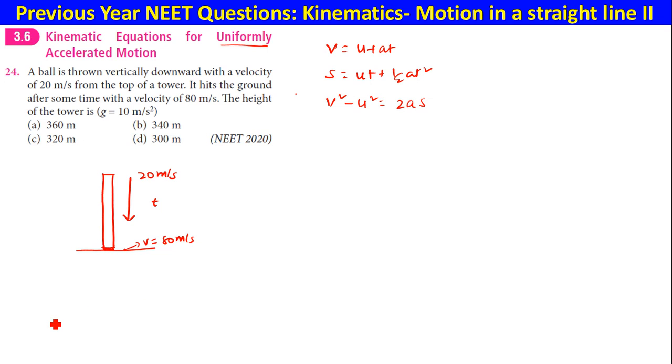So what information can we use here? This is a kind of motion under gravity problem. He has given acceleration due to gravity g is equal to 10 meter per second square, and this ball will be experiencing a gravitational acceleration that is equal to minus g, minus 10 meter per second square.